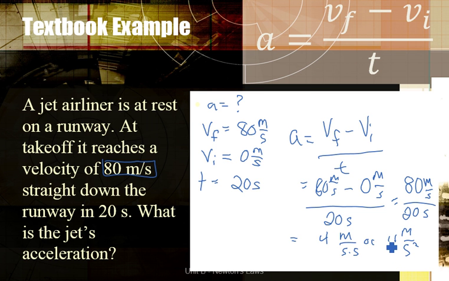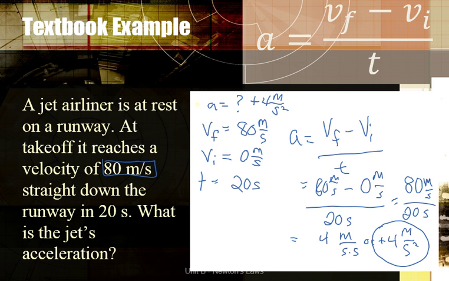And it's a positive acceleration. We can either leave it as a positive number or put the plus sign in front of it to emphasize that it's a positive acceleration. So that answers the question of how much acceleration this object had as it got to full speed: 4 meters per second squared.